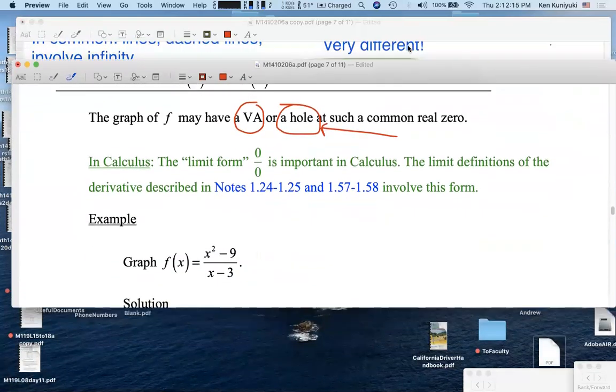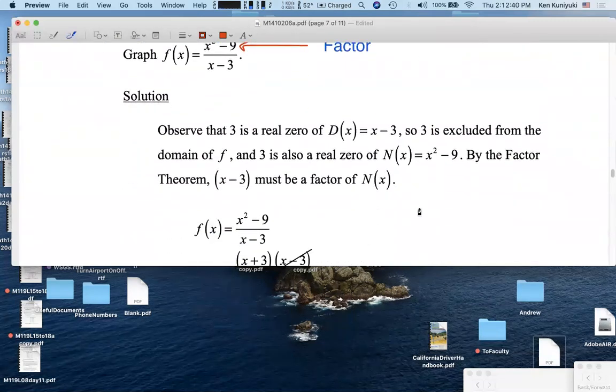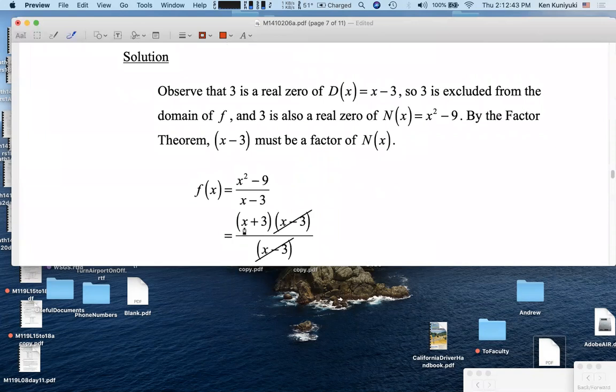All right, here's an example. Graph y equals, or f of x equals, x squared minus 9 all over x minus 3. You may be itching to do what to the numerator? How about factor it? Let's factor the numerator. And what do we get? We get x plus 3 as a factor times x minus 3 as a factor. And what can happen? These cancel out, they divide out to 1.